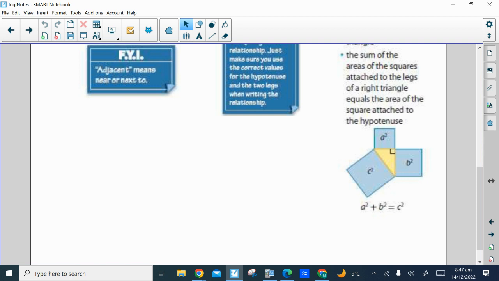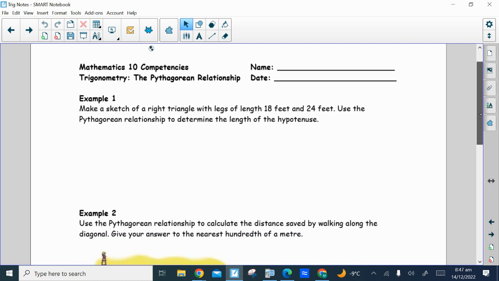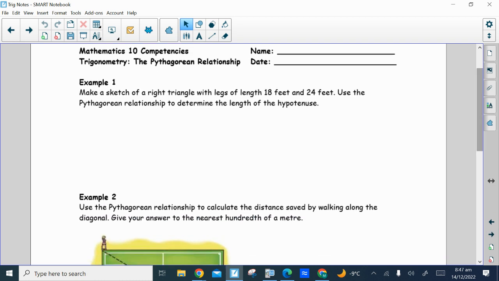But we use it to find missing sides in right triangles. As long as we have two sides of a right triangle, we can find the third side. So let's look at this first example. It says make a sketch of a right triangle with legs of 18 and 24 feet, and then use the Pythagorean relationship to determine the length of the hypotenuse.